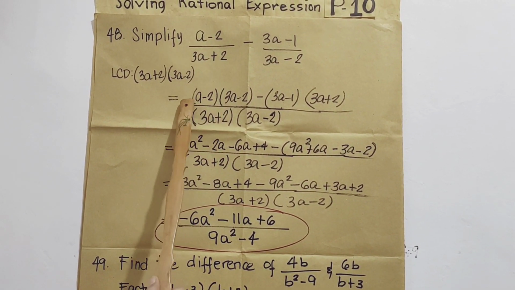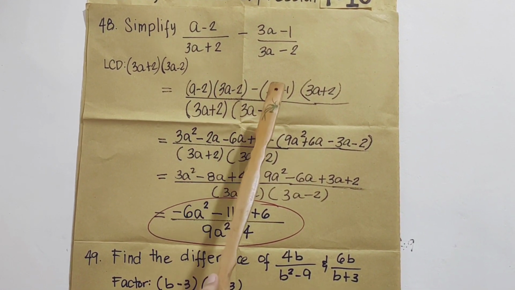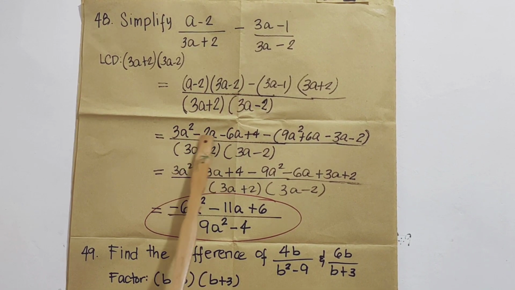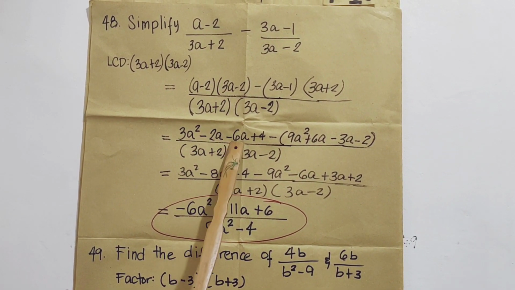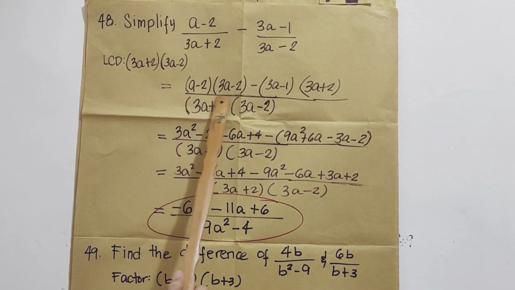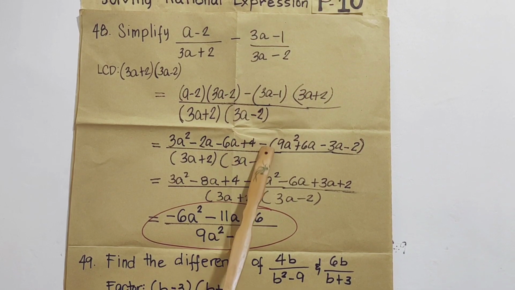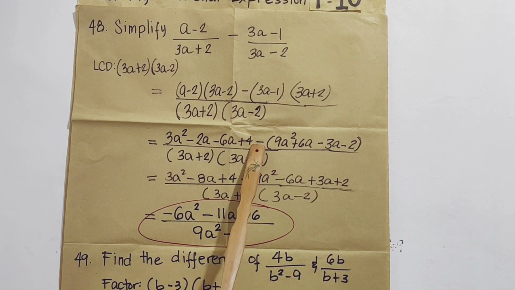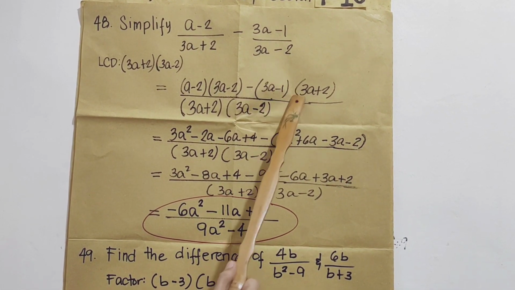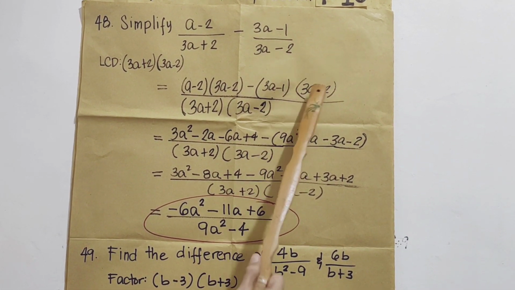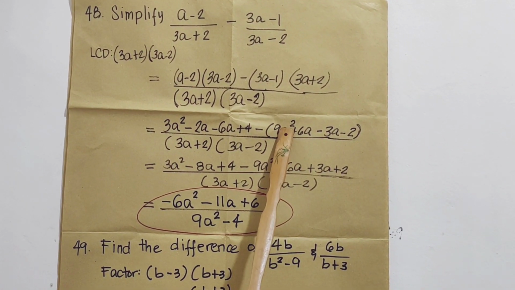So we're going to multiply a times 3a equals 3a squared. Then a times negative 2, we have negative 2a, and negative 2 times 3a, we have negative 6a, and negative 2 times negative 2, we have positive 4. And copy the subtraction sign and use parentheses because we're going to multiply these two binomials. And the result is 3a times 3a equals 9a squared.